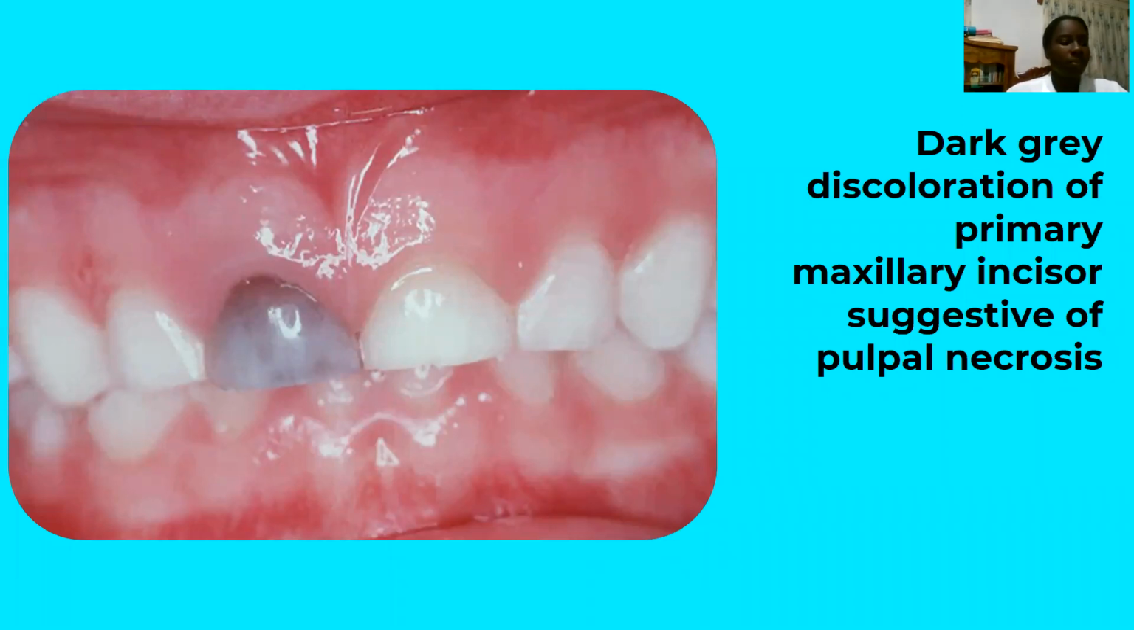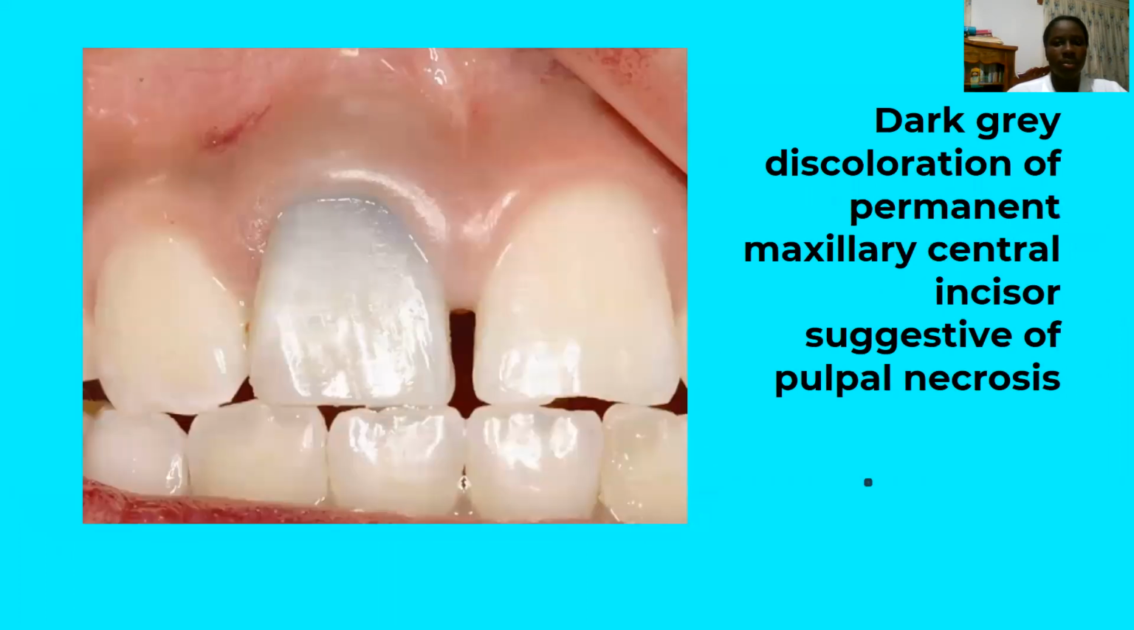Now, 50% of primary teeth present with discoloration after being subjected to trauma. So, injured primary and permanent teeth with a dark gray discoloration are said to have pulpal necrosis. As seen in the image, there is a dark gray discoloration of the primary maxillary central incisor, and this is suggestive of pulpal necrosis. The dark gray discoloration is also seen in this permanent maxillary central incisor.